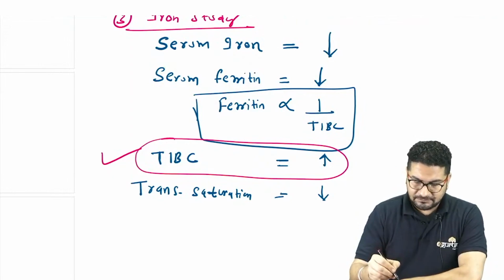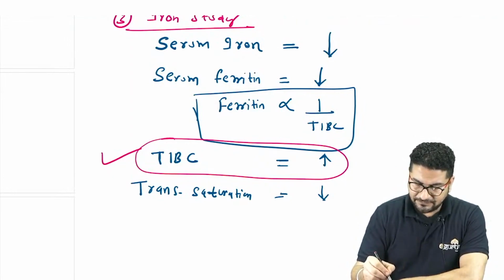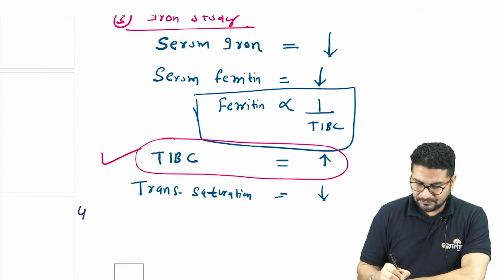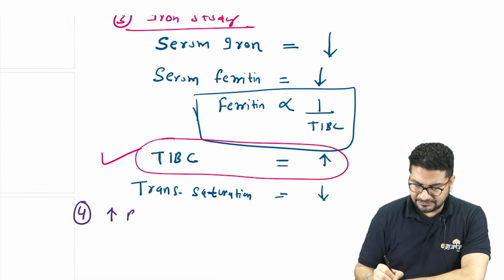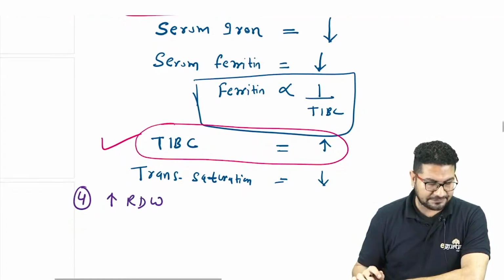Clear? TIBC increased. What else can you notice? I told you before, you can see anisopoikilocytosis. So you will see RDW is increased, red cell distribution width will increase.